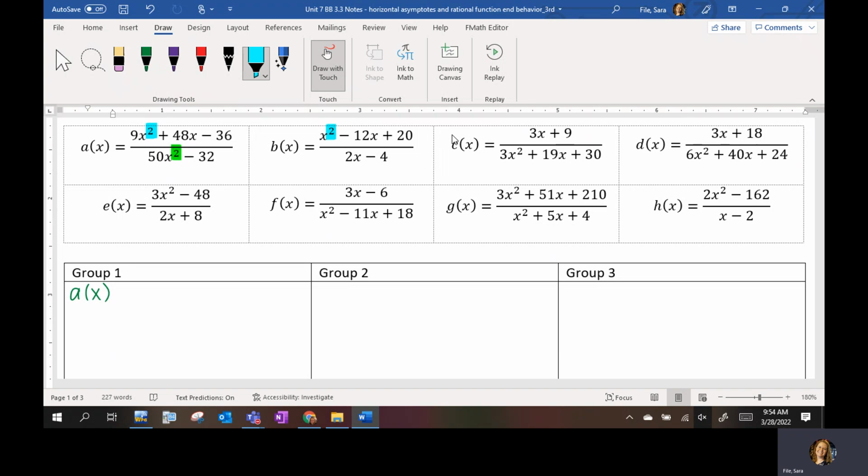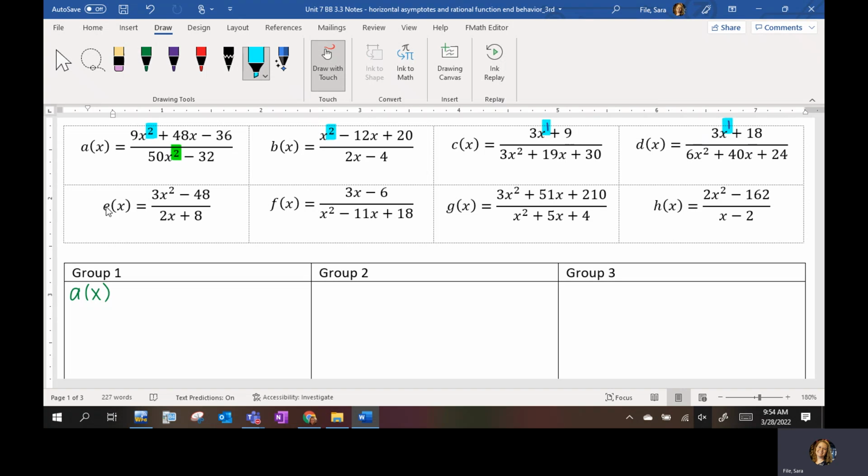So in c of x, what's the degree in the numerator? In the numerator? Not 0, a 1. If nothing is written, it's an understood 1. Okay? The 0 would be the constant, like 9 is 9x to the 0. So you don't even see the x. Okay, so the highest degree here is 1. Okay, what about in d of x? In the numerator. 1 also. Good.